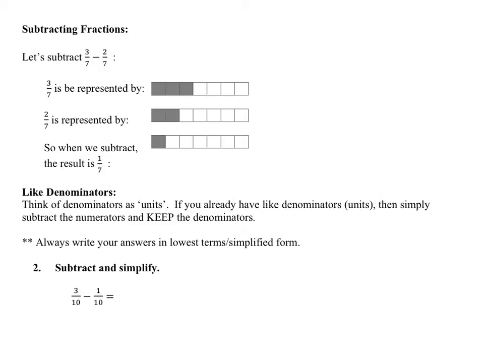Now what about subtracting fractions? It's the same idea. I keep the denominator the same, but this time I'm taking away. Just subtract your numerators and you're done. So in this example, 3 take away 1 is 2. Keep my denominators the same. Simplify where I can. 2 goes into 2 once. 2 goes into 10 5 times. Done.